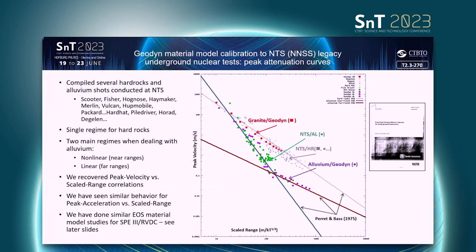The nonlinear regime for the alluvium is characterized by two straight lines and the onset of the linear regime, and it's very hard to do. Yet, as you can see, we were successful in reproducing it. We're doing the same thing for the RVDC, because it's the combination of both materials, the soft and the hard.